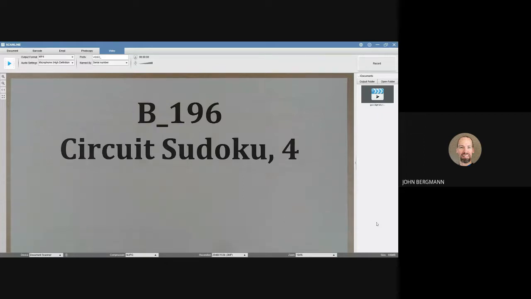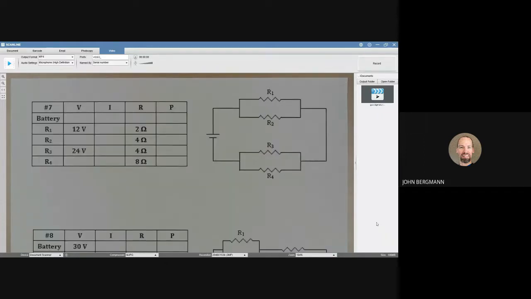Circuit Sudoku 4. If you want to do this one without me jabbering in your ear, stop the video now and do what you want to. All right, here we go.